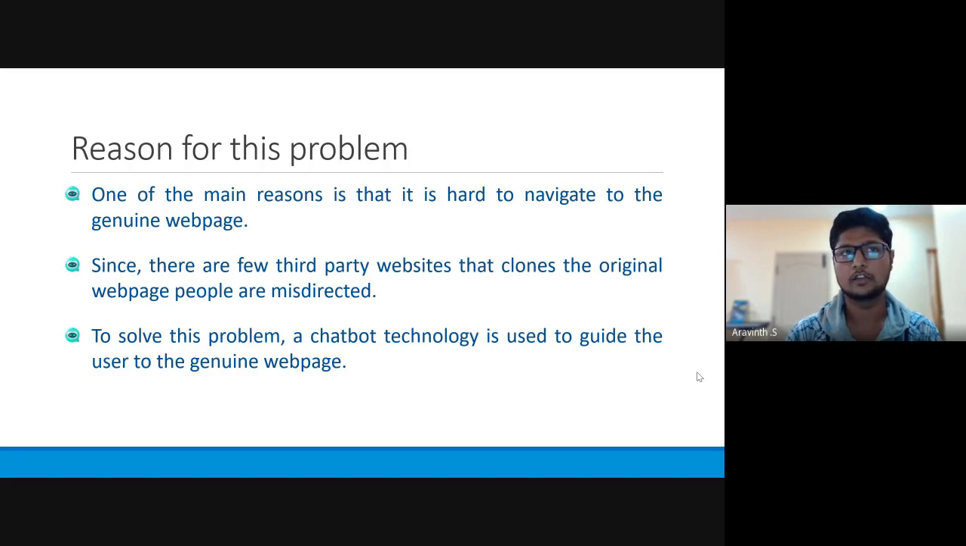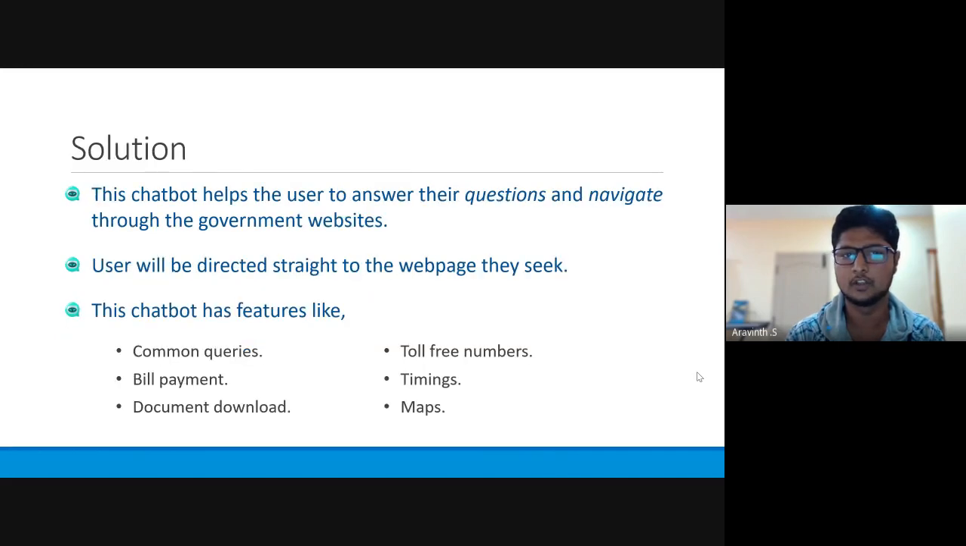In India, there are a lot of third-party web apps which try to clone the original web pages to steal the user's data. So users are misdirected and confused between the genuine web page and the clone web page. To solve this problem, I'm introducing a chatbot technology which takes the user directly to the web page they seek. The chatbot helps the user answer their common questions and navigate to the website they seek. Since the user is directed straight to the web page they seek, they can avoid the third-party websites and some of the ads.